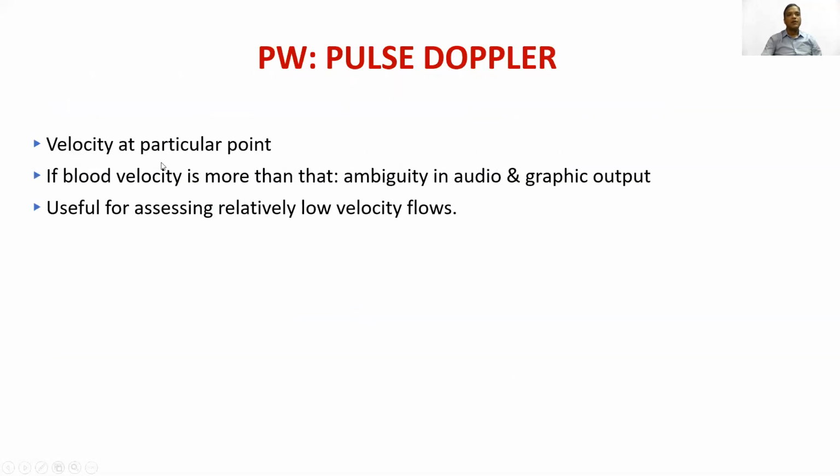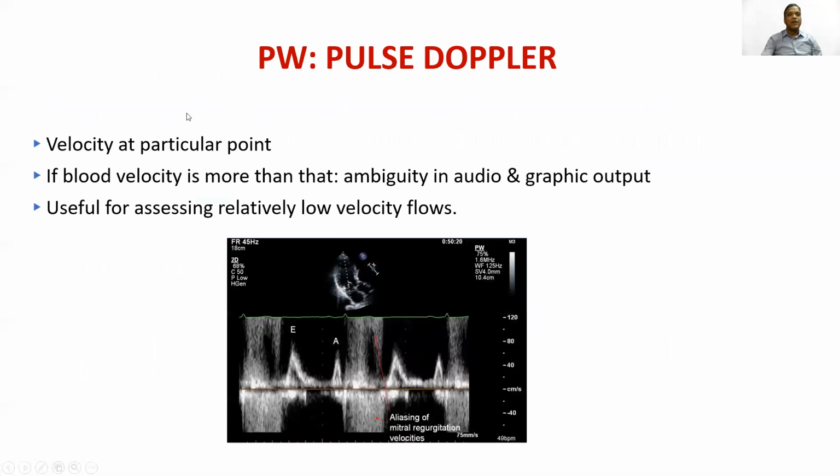Coming to the pulse wave Doppler, it measures the velocity at a particular point. If the velocity is higher than the limit, there will be ambiguity in the audio and graphic output, so it is useful for assessing relatively low velocities. Like in this case, the pulse wave Doppler is focused at the mitral valve leaflet. Here we can see the velocity at the mitral valve leaflet.